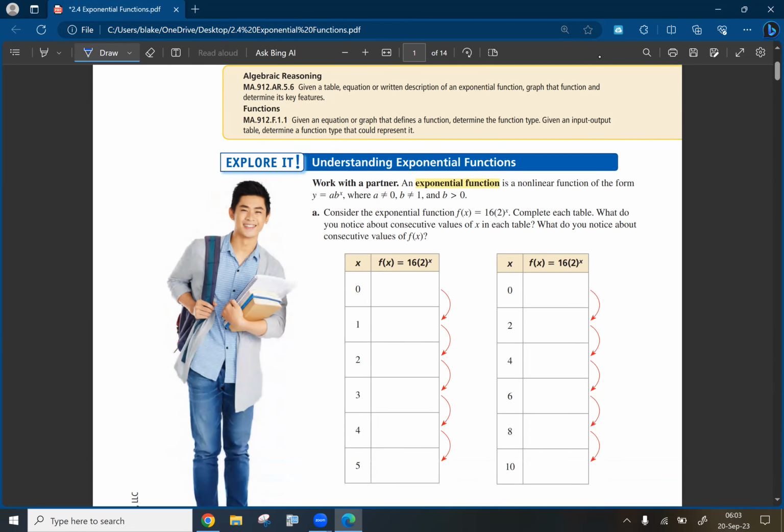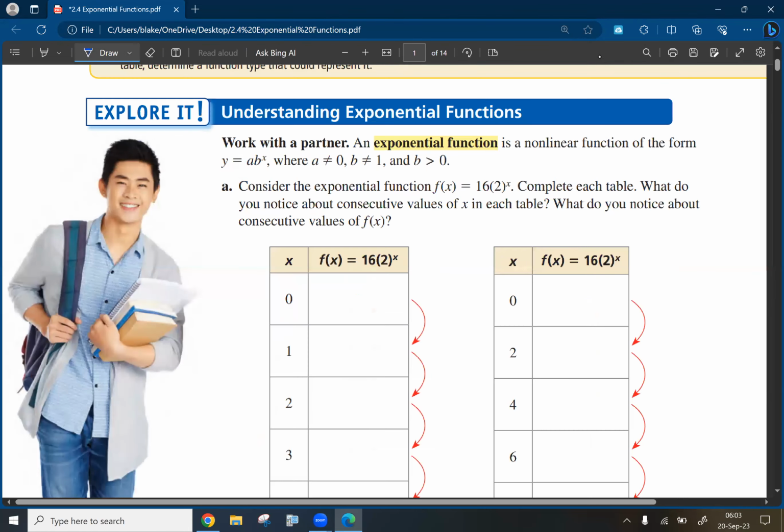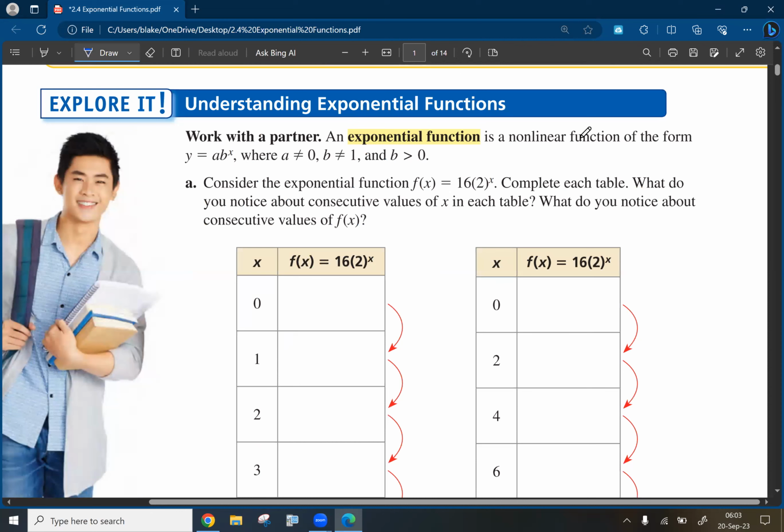An exponential function, as you can see here, has a definition: it is a nonlinear function of the form y equals a times b to the x power. A cannot be 0, b cannot be 1, and b must be greater than 0. Those are the conditions there.